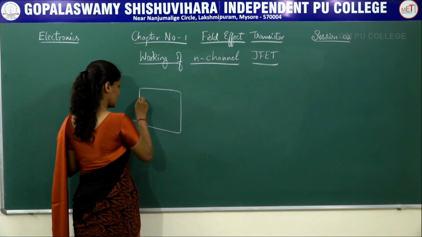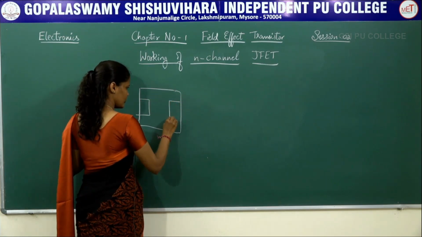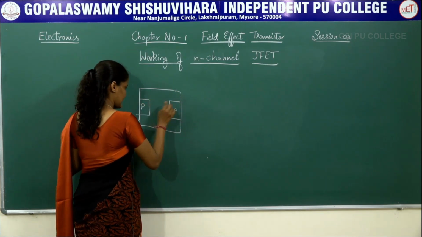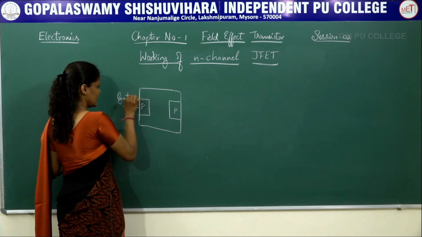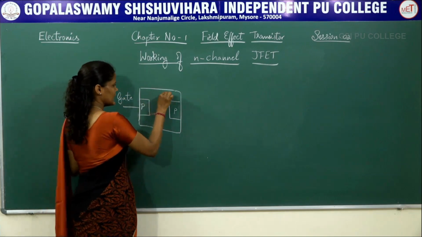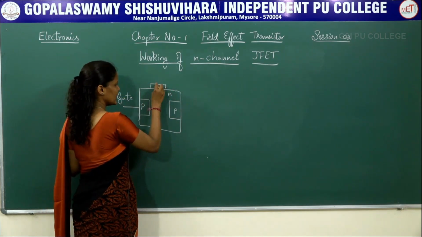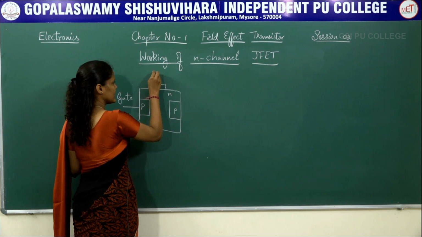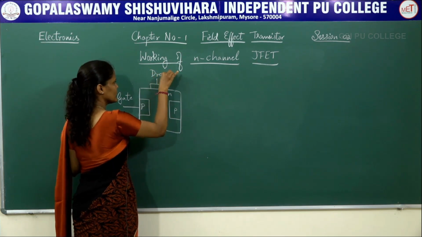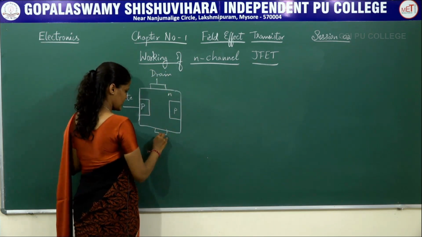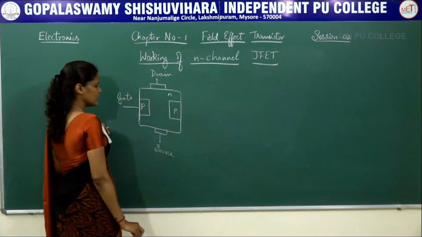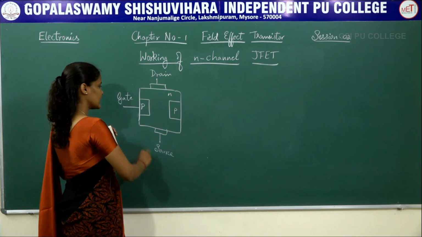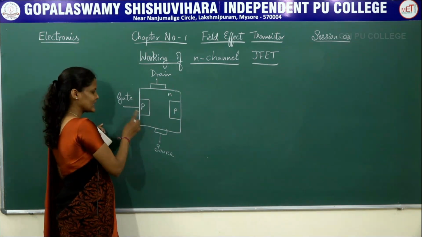This is an N channel with two p-type semiconductors, and those p-type semiconductors are internally connected to form a terminal called the gate. This N channel has ohmic contacts to give the terminals called the drain and the source. To understand the working of an N channel JFET, we have to reverse bias this PN junction.